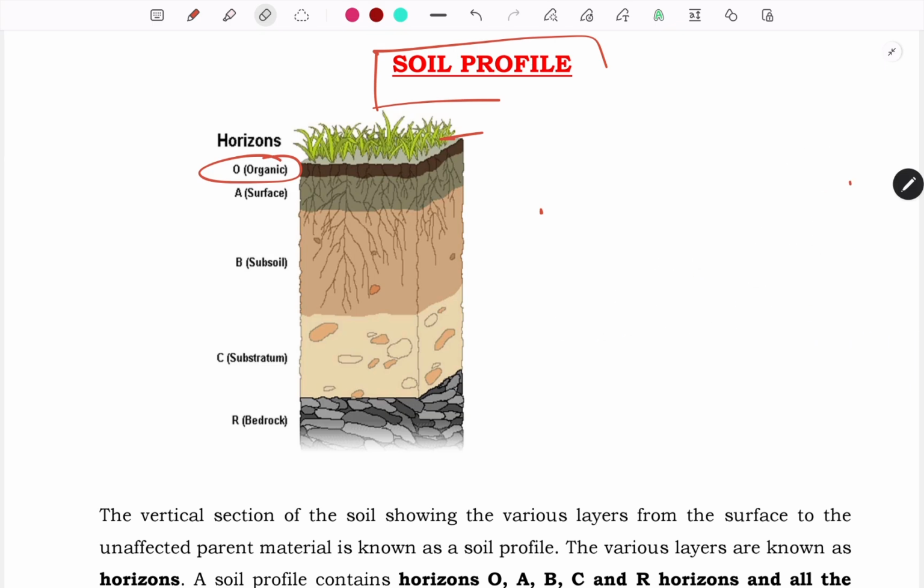So this topmost layer is present in forest or virgin soil. It is absent in arable land. Then the next layer is the A layer. This is the A layer. It is darker than the B and C layers, and it is the topmost mineral layer. The topmost layer is the organic layer, but the topmost mineral layer is the A layer.